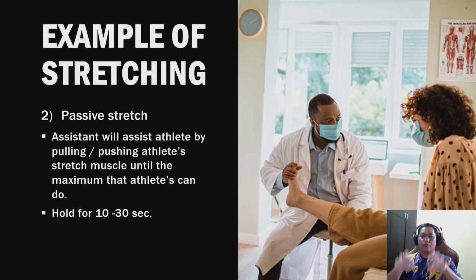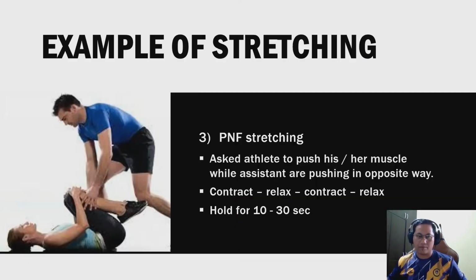So passive, we must do it with a partner. As you can see in this picture, a physical therapist is helping his client to improve the calf and hamstring muscle over here. Okay, the thigh, the calf, and the hamstring area. Okay, passive stretching, that is one example.